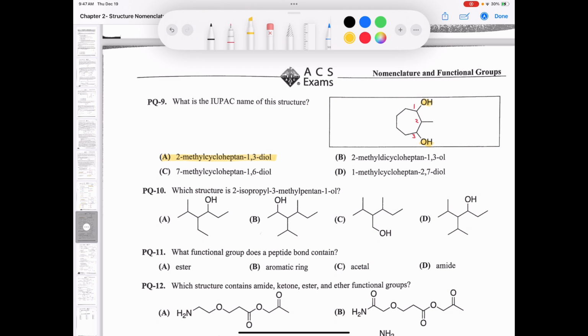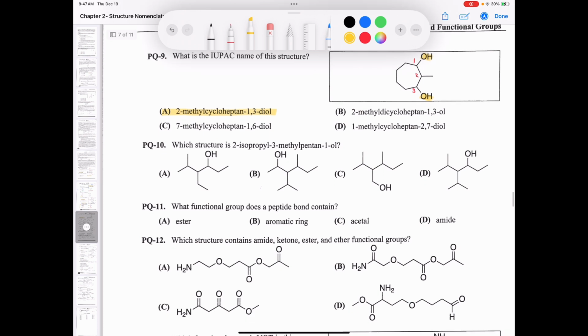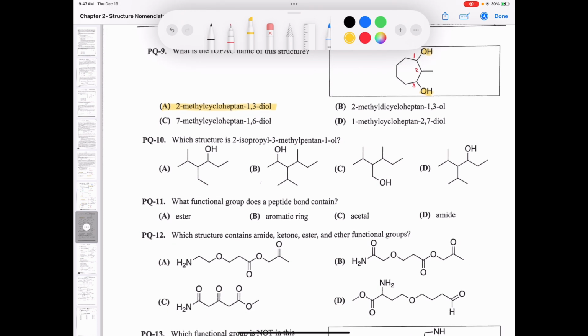All right, next one is another alcohol. Just killing it here with the alcohols. So this one, you see that the hydroxyl group is going to be on carbon number 1.